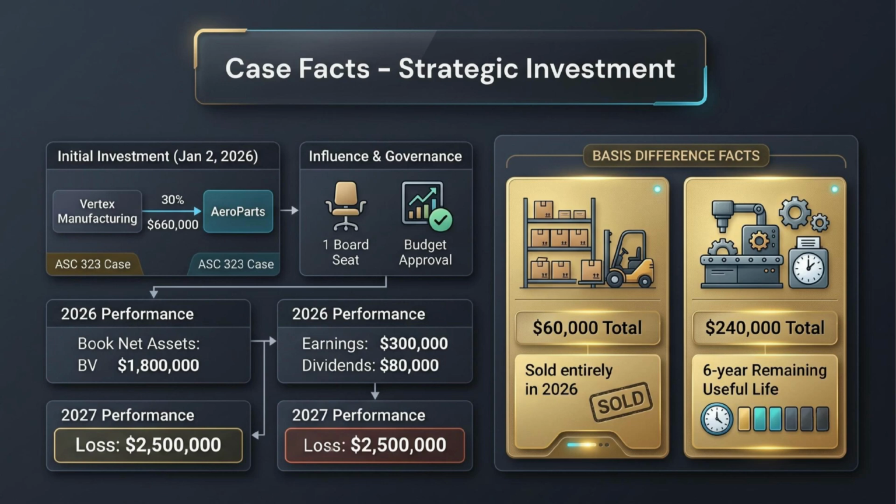There is also an inventory step up of $60,000 fully sold in 2026 and an equipment step up of $240,000 with a 6-year remaining useful life. This case is not trying to be scary, it is trying to see whether we can stay organized.